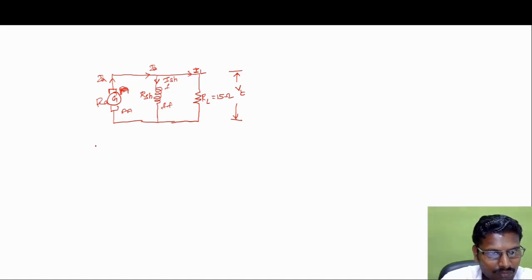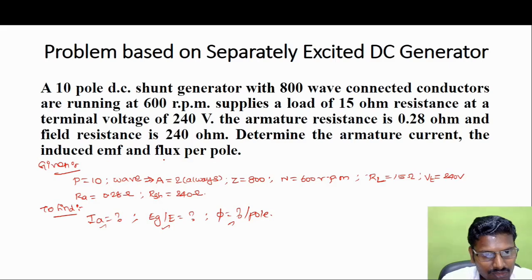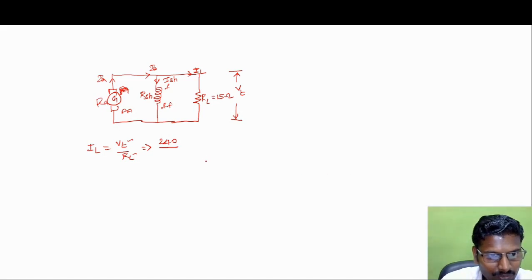So now from this we can find IL, the load current. IL is equal to VT divided by RL. We know the values: VT is equal to 240 volt, and the value of RL is 15 ohm, so IL is equal to 16 amps.